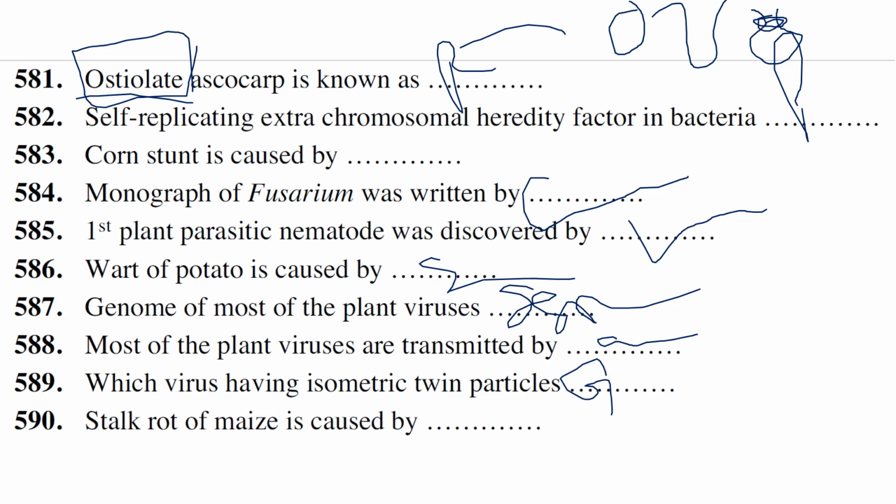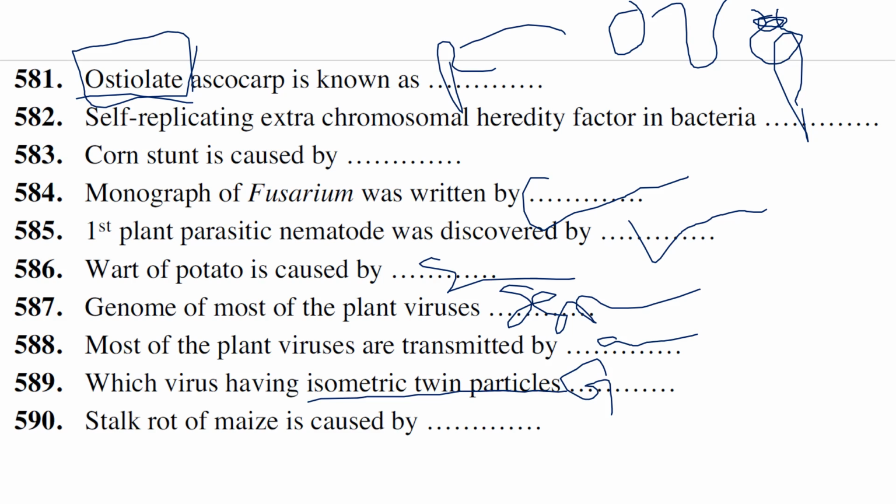In Andhra Pradesh a couple of years ago we had Gemini TV. The symbol and logo itself shows two people turned to the reverse side and attached like this. So indirectly, Gemini means twin particles. Two particles will be there. So isometric twin particles can be observed in Gemini virus, whose genome is composed of single-stranded DNA.